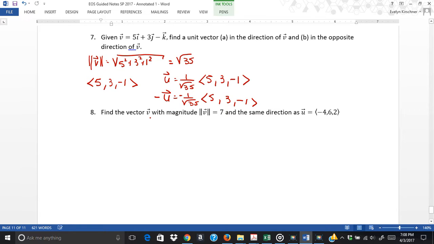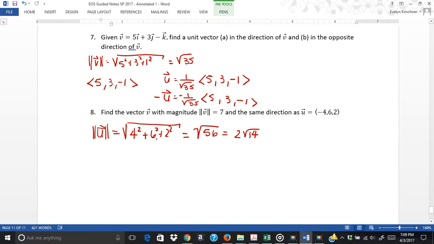I also want to find a vector v which has this magnitude in the same direction as u. So if I want the direction of u, the first thing I have to do is find the unit vector in the direction of u. So the magnitude of u is the square root of 4 squared plus 6 squared plus 2 squared, which is the square root of 56, which equals 2 radical 14.